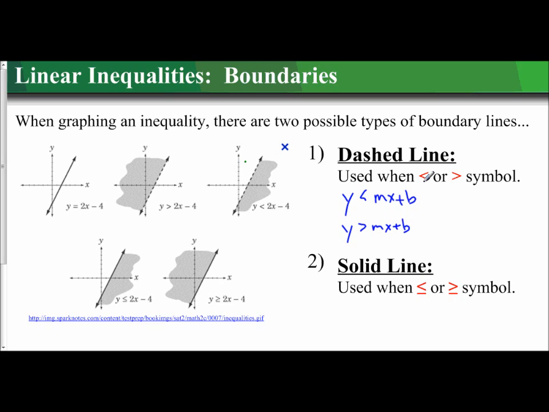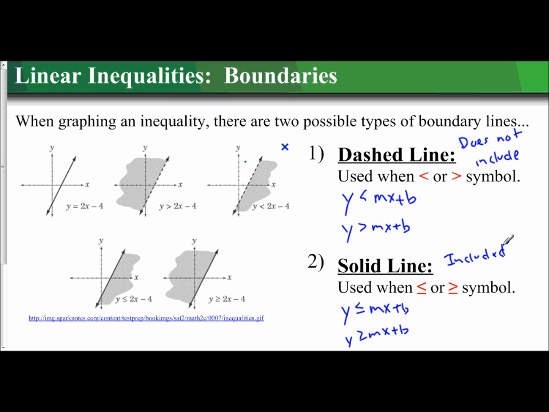The reason we use a dashed line is because less than and greater than do not include those values. They're not equal to, so it does not include them. We use a solid line for y being less than or equal to, or for y being greater than or equal to, because they do include those values.